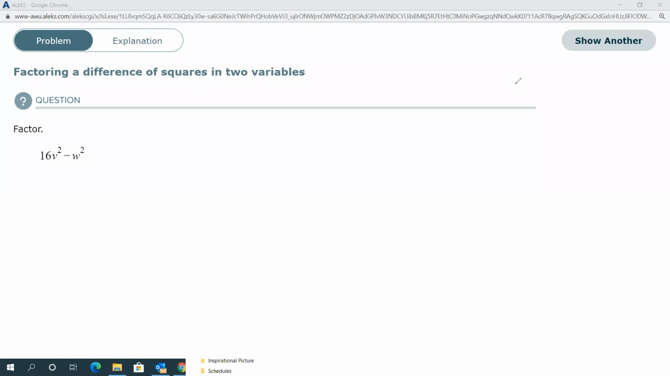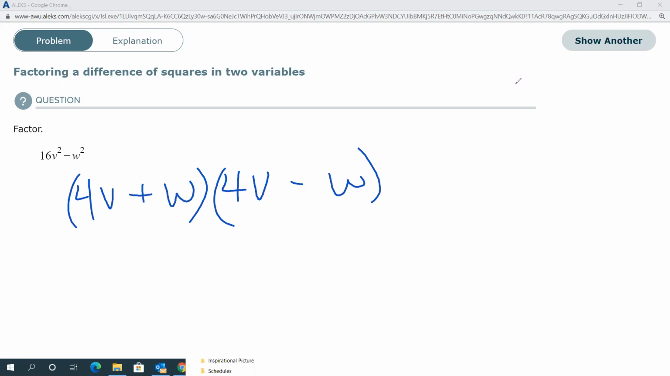That's it. Now I'll do difference of squares where there's two variables. Well, it's just two terms. It's subtraction in the middle, and I know the square root of both. Therefore, this is a difference of squares situation. So the square root of 16 is 4. Square root of v squared is v. Square root of w squared is w. And I'm done. That's it. Not a lot to do.